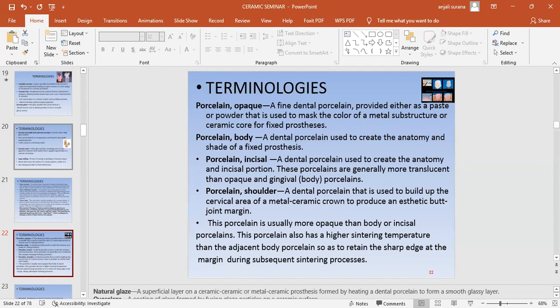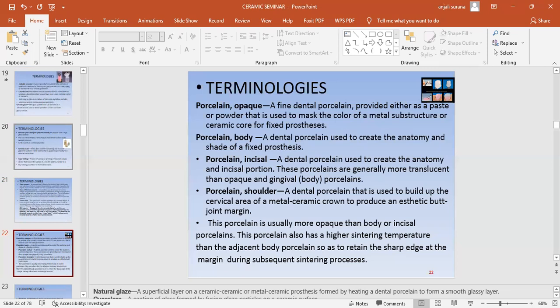Porcelain body. A dental porcelain used to create the anatomy and shape of a fixed prosthesis. Then porcelain incisal. A dental porcelain used to create the anatomy of the incisal portion. These porcelains are generally more translucent than opaque and gingival porcelains. Then porcelain shoulder. A dental porcelain that is used to build up the cervical area of a metal ceramic crown to produce an aesthetic butt joint margin.